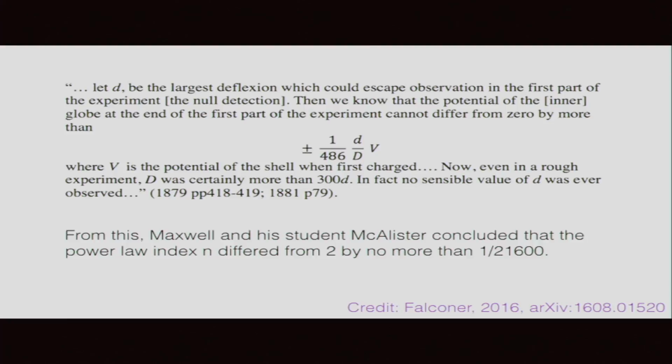Let D be the largest deflection which could escape observation in the first part of the experiment. Then we know that the potential in the globe at the end of the first part of the experiment cannot differ from 0 by more than this small number as a fraction of the voltage. Anyway, by doing this, they concluded that the power law index differs from 2 by no more than about 1 part in 20,000, which is pretty cool.